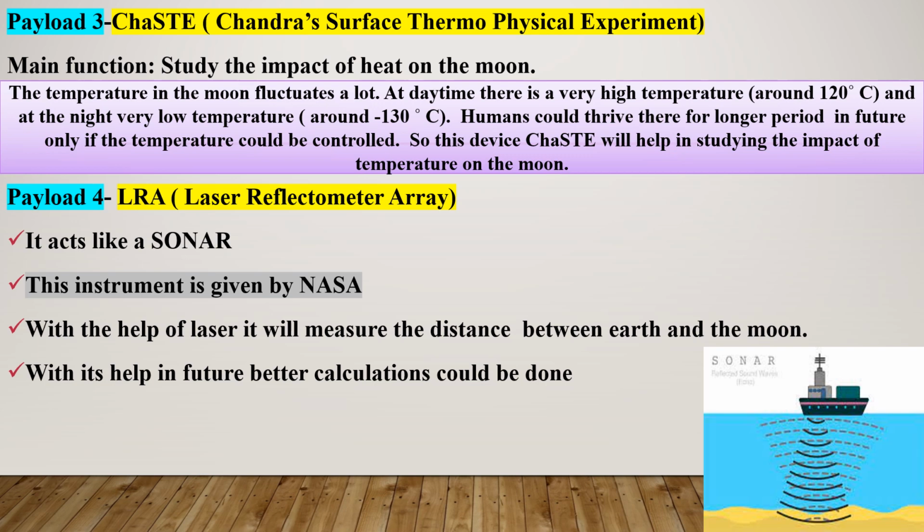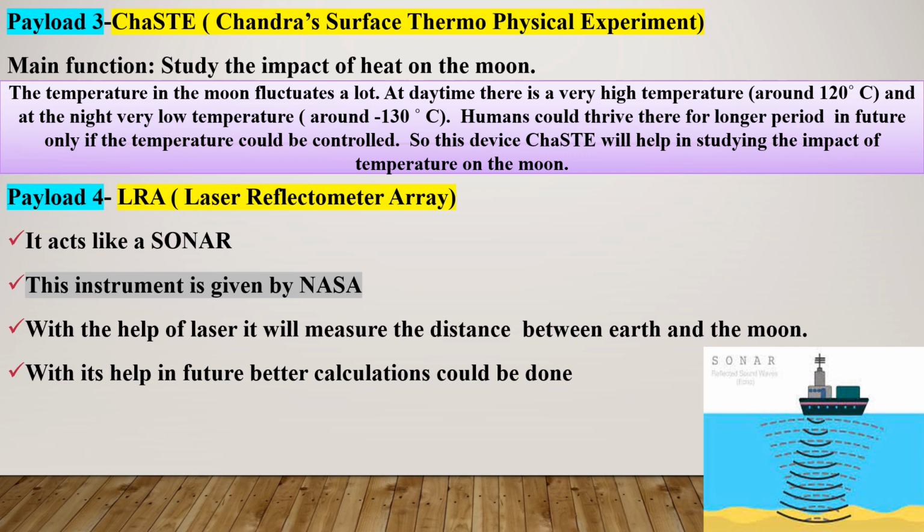In sonar, the submarine sends sound waves through the water, and it tracks the time it takes the waves to hit the surface of the ocean or the sea and come back, and in this way the depth of the ocean or the sea is calculated. Okay, and in a similar manner, the LRA, the Laser Reflectometer Array, will help to measure the distance between the earth and the moon with the help of laser rays, and it will help in better calculations for future projects.